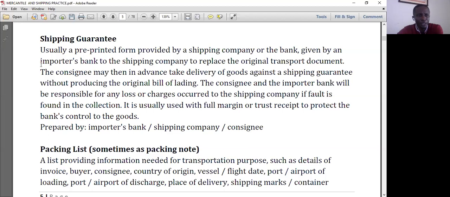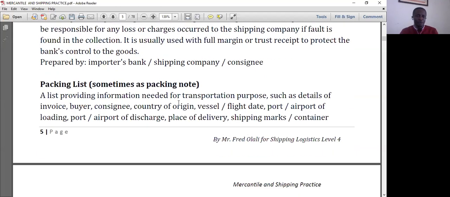Then we have shipping guarantee. This is usually a pre-printed form provided by a shipping company or a bank, given by an importer's bank to the shipping company to replace the original transport document. So the consignee may then in advance take delivery of goods against a shipping guarantee without producing the original bill of lading. So it can stand in place of the original bill of lading. So the consignee and the importer's bank will be responsible for any loss or charges incurred by the shipping company if fault is found in the collection. So if you use this and there is a mistake, then that mistake will go to the consignee and the importer's bank. Okay.